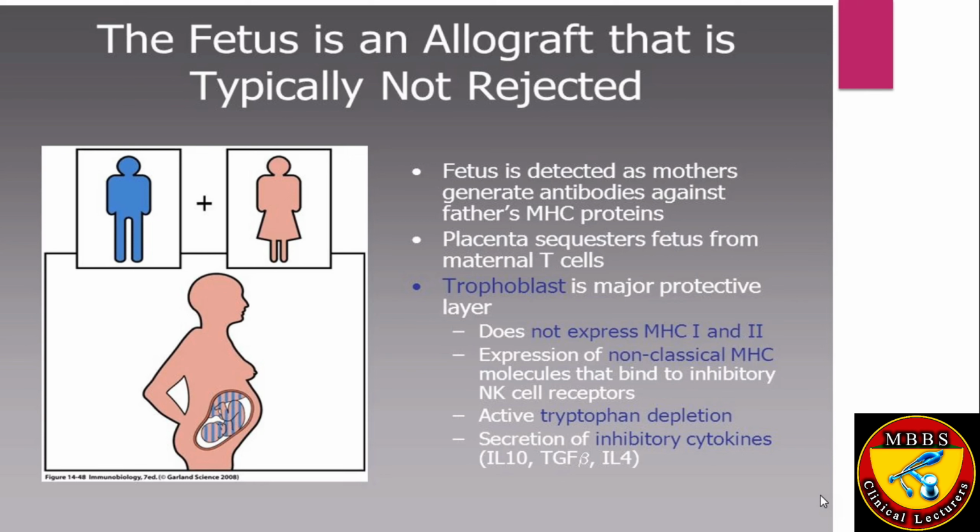Another possible reason is that the trophoblast layer of the placenta does not allow the maternal T cells to enter the fetus. So this could be the reason that the fetus is not rejected by the body of the mother. Also, the trophoblast does not express the typical MHC1 and MHC2 proteins. Instead, it expresses non-classical MHC, and non-classical MHC does not evoke the specific type of reaction which is required to reject an allograft.